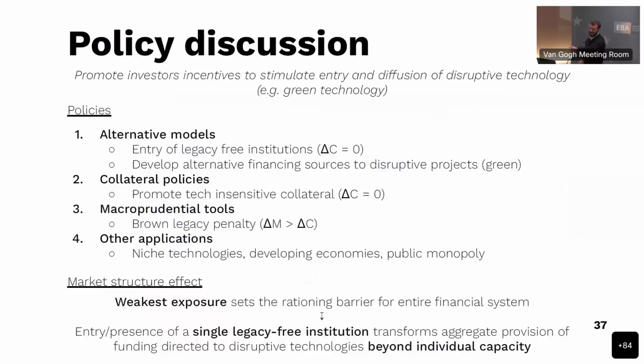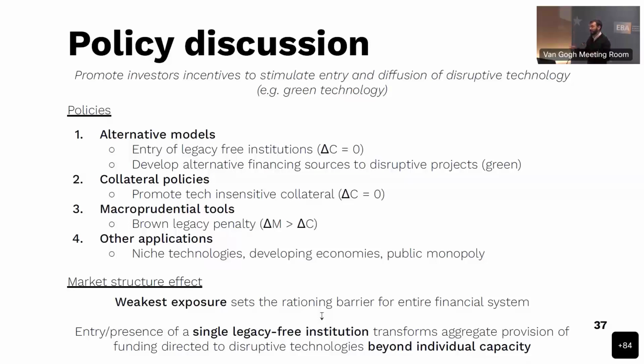So the last thing I want to discuss is the policy implications of those results, which basically means that we believe those results are interesting for policymakers who want to promote investors' incentive to stimulate the entry and diffusion of disruptive technology, typically green technology. And basically what's important from our story is that what you want is to have investors who are not exposed to the incumbent problem, right? Who do not have this legacy of exposures. Because if you only have one significant investor that does have this, then by virtue of the market structure effect, you will force the rest of the economy to follow on to this investment, right? And so you can translate this into promoting alternative models.